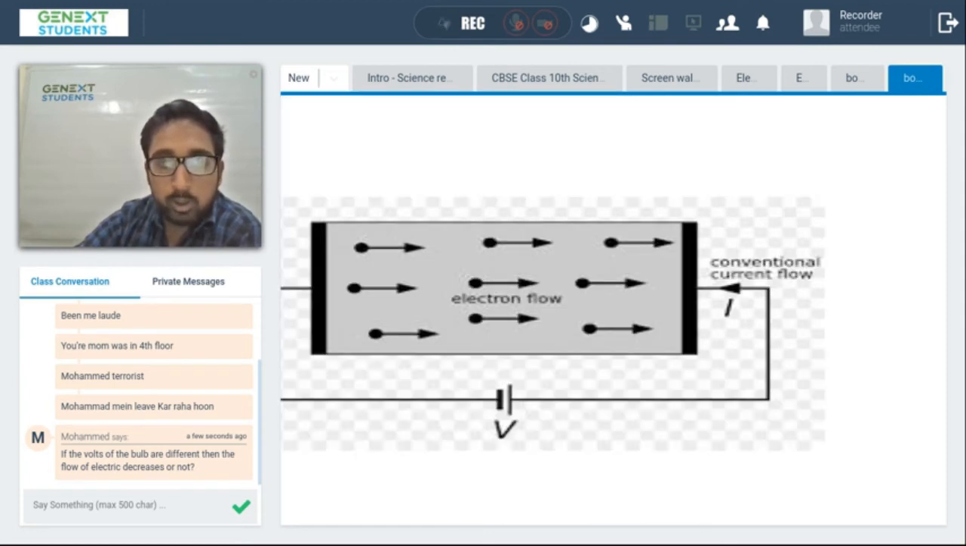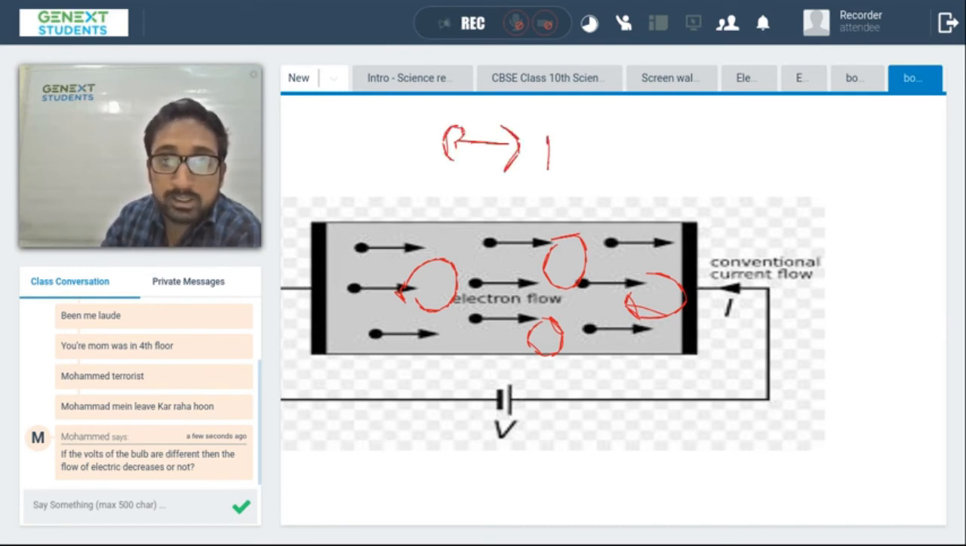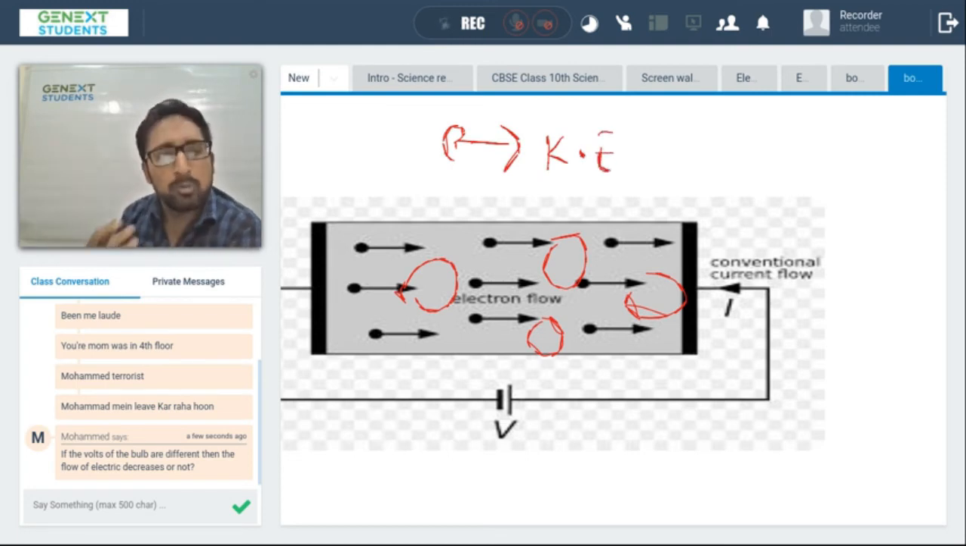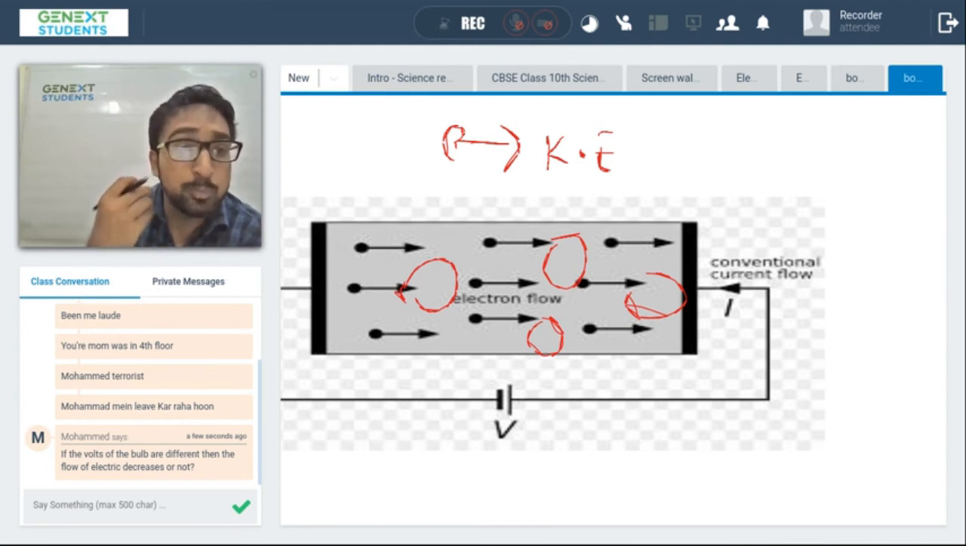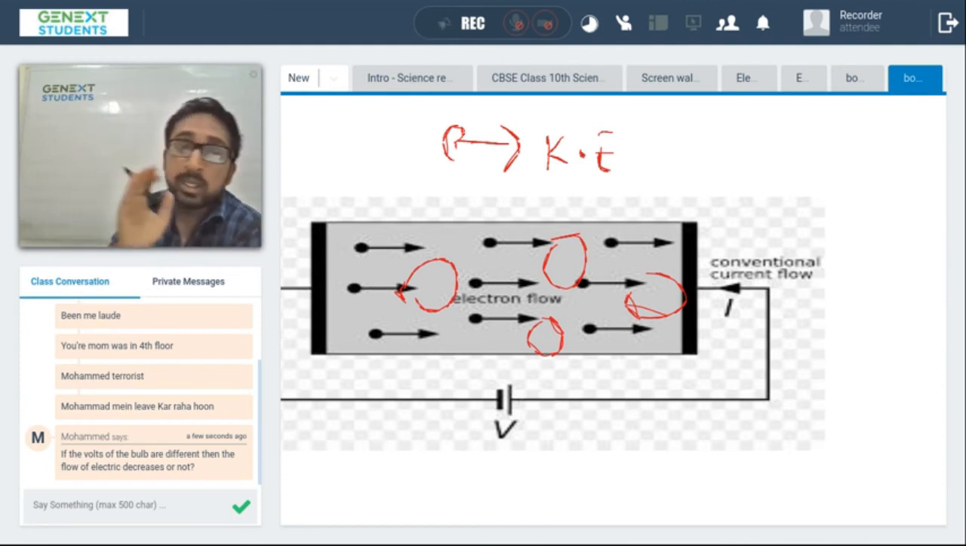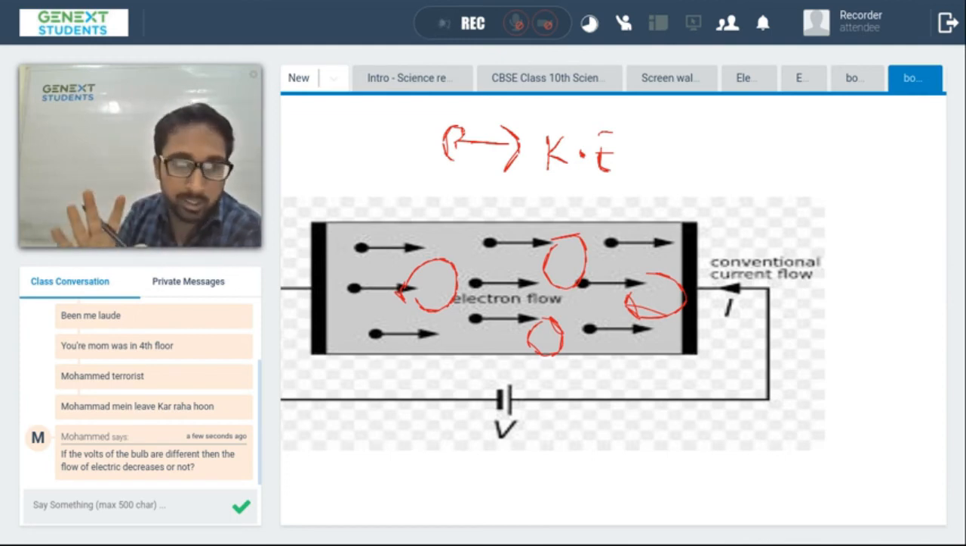So do you see there are a number of electrons in this part, right? There are a number of electrons in this part. So there also will be atoms in this big difference, with which they will be colliding; there will be collisions. Obviously, if this electron is moving, it is carrying some kinetic energy with it. Kinetic energy is the energy of motion.